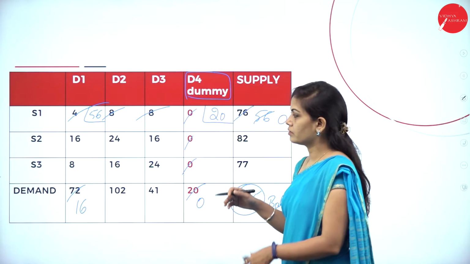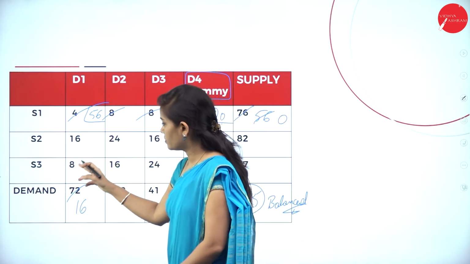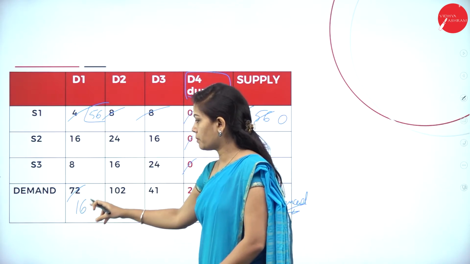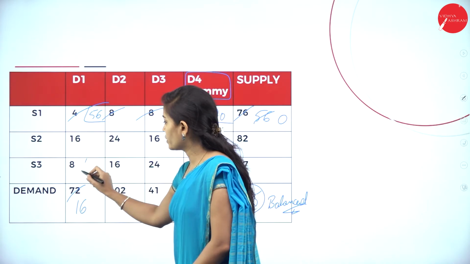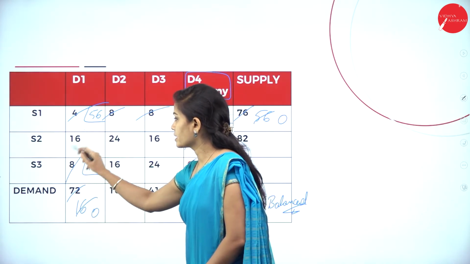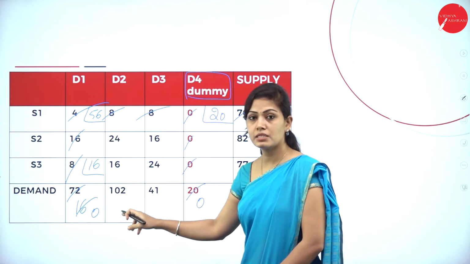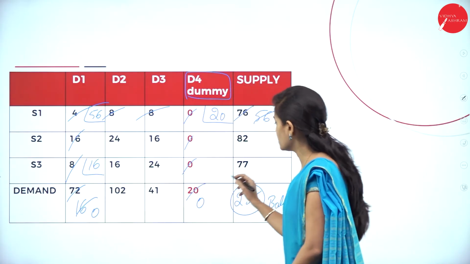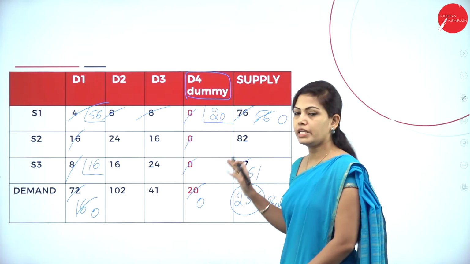And next select the least value. The next least value is 8. Cross verify the demand value with the supply value. Supply value is higher than the demand value. I will allocate 16 to this cell. It will become 0, and I can cancel this entire column. And 77 minus 16 is 61. So 61 is left in supply.